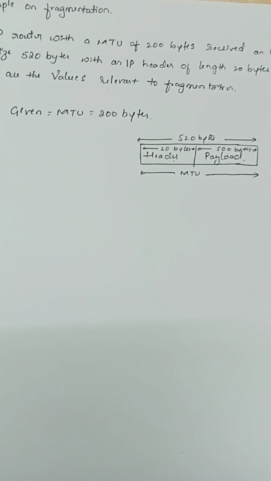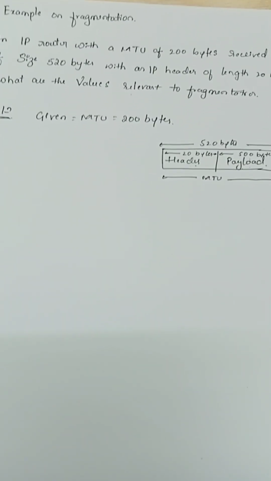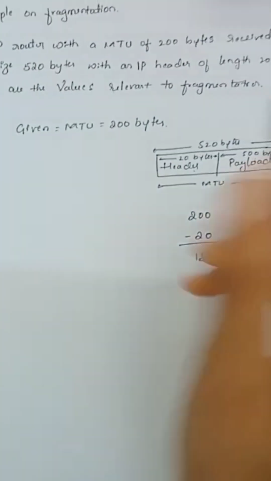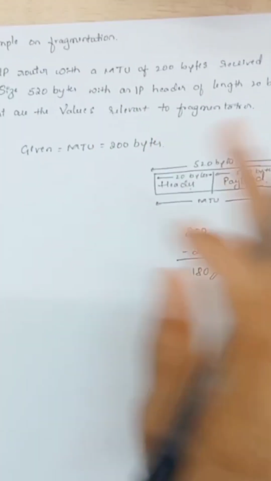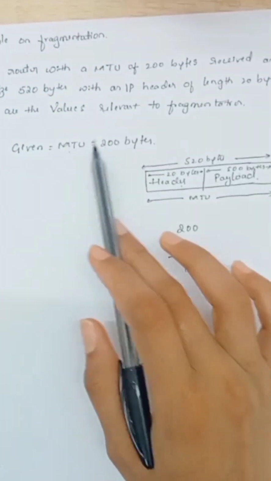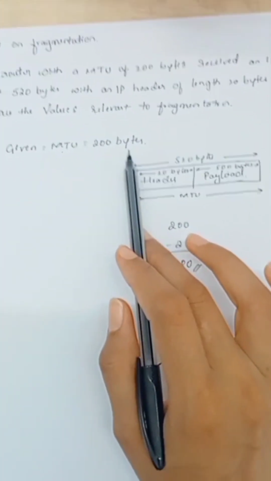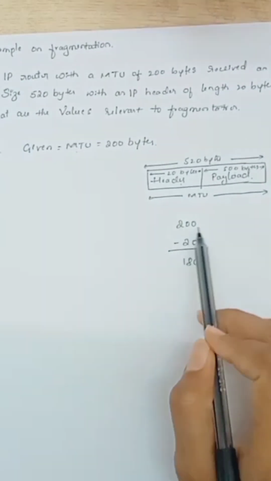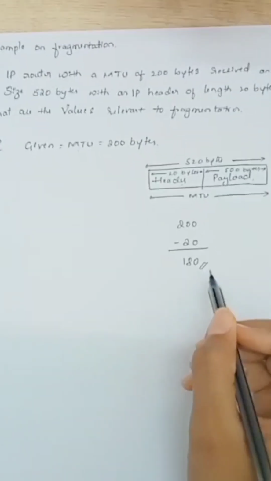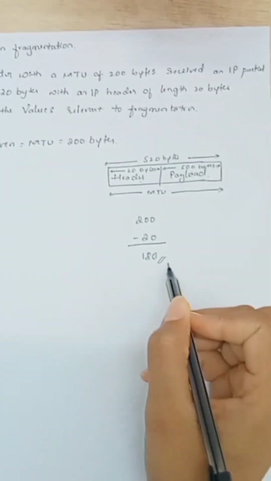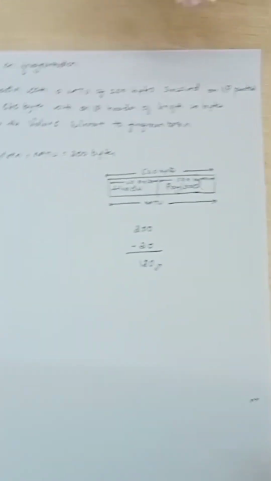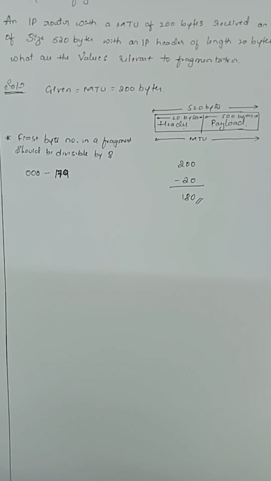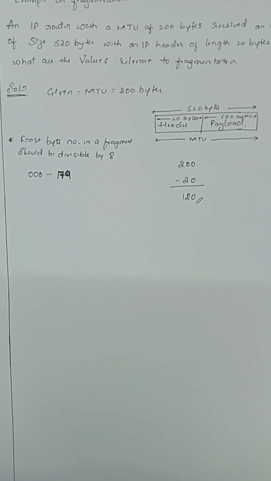So now you have to divide this IP datagram into fragments. What should be the maximum size of a fragment? Given MTU is equal to 200, okay? So the header is also a part of the MTU. So we will do 200 minus 20, which is 180. So 180 will be the maximum fragment size.